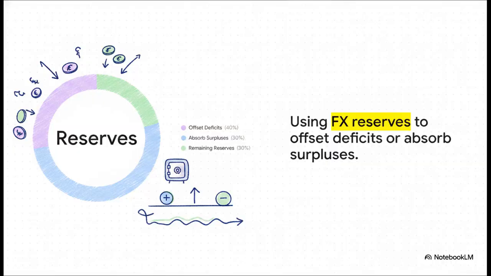Think of the nation's total foreign exchange reserves kind of like a giant pie. If there's a deficit, meaning way too much capital flowed out, the RBI can dip in, slice a piece off, and inject those funds to accommodate the deficit. On the flip side, if there's a surplus, they can absorb that excess foreign exchange and basically bake a new slice into the reserves. It's the ultimate balancing mechanism to keep the ledger steady.